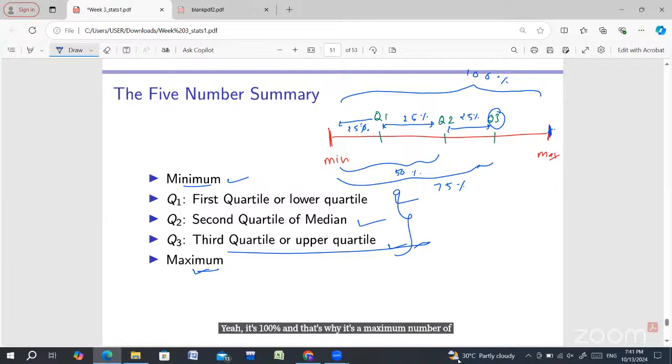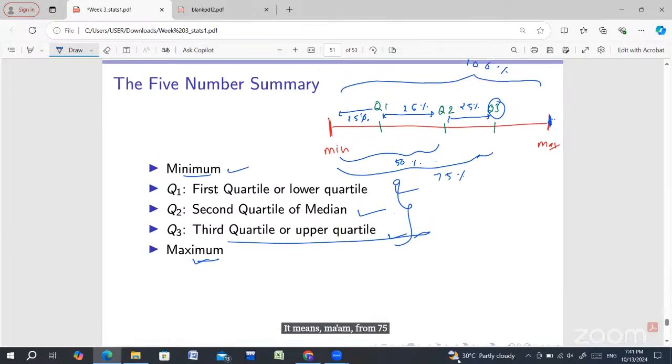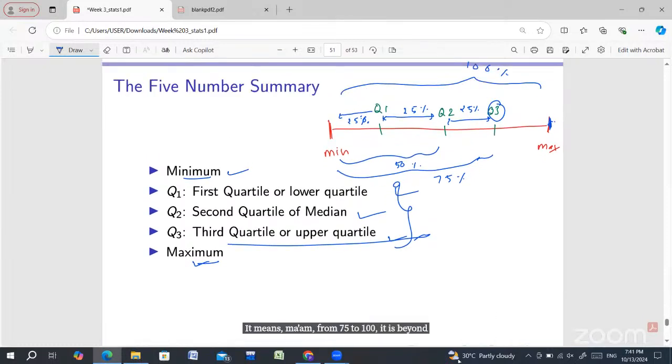Yes. It means, ma'am, from 75 to 100, it is beyond the 75th percentile. Yeah, the third quartile will contain that limit. Above the third quartile, the remaining 25% will be there, and that is the overall max. And below the maximum point, 100% of the data will be there.